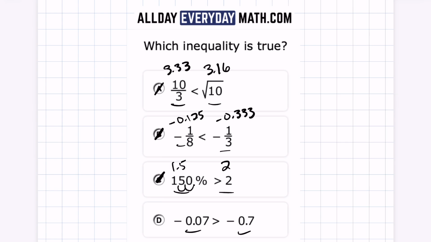And then letter D says negative 0.07 is greater than negative 0.7. That is true because negative 0.07 is closer to 0 than negative 0.7. And whenever you're comparing two negative numbers, you just look at which one is closer to 0, and that's going to be the greater number. So we're going to go with letter D.